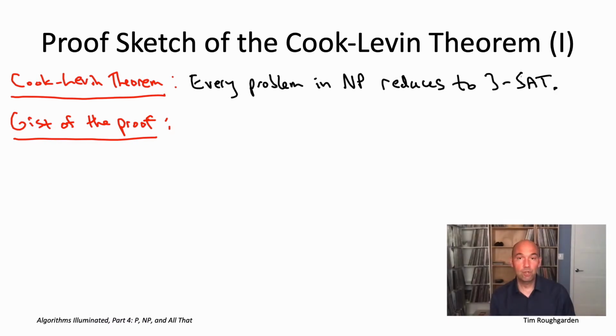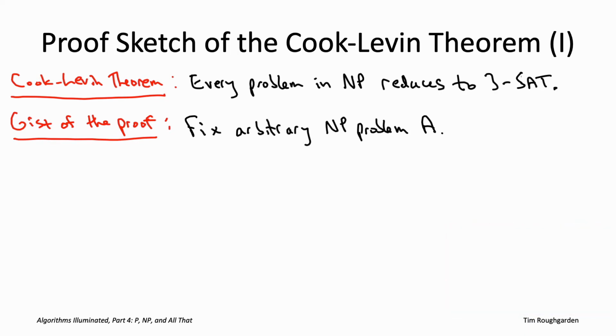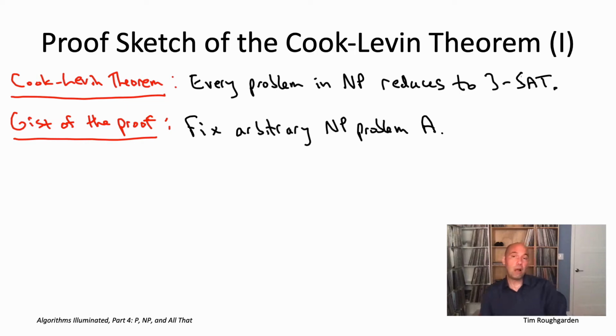What do we have to show? We have to show that every problem in NP reduces to 3-SAT. So let's fix one arbitrary problem A from the class NP. We know almost nothing about this problem A. We have no idea what it looks like. The only thing we know is that it happens to be a member of the complexity class NP. So we know it's a search problem, and then there are those two defining characteristics of NP problems.